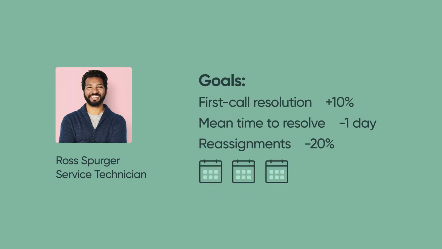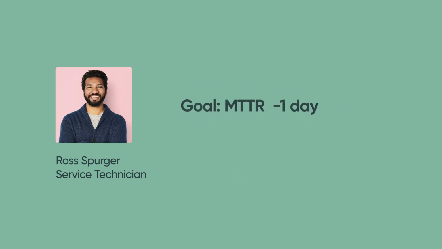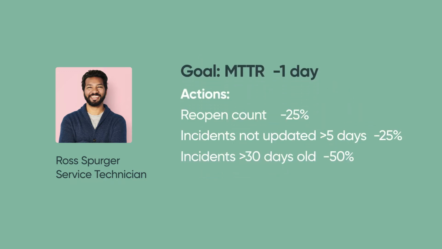Next, the process owner meets with the service technicians who handle incidents. The actions for the process owner become the goals for the technicians. The process owner decides on a set of actions for the technicians to achieve those goals. For the goal of reducing MTTR, they'll reduce the reopen count by 25%, reduce incidents not worked on for more than 5 days by 25%, and reduce incidents more than 30 days old by 50%. Again, all in 90 days.